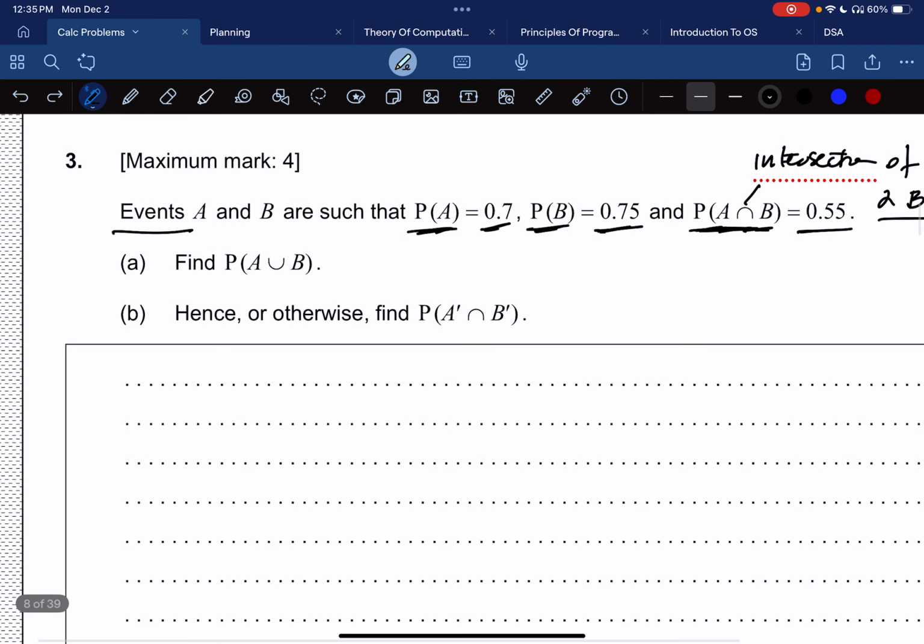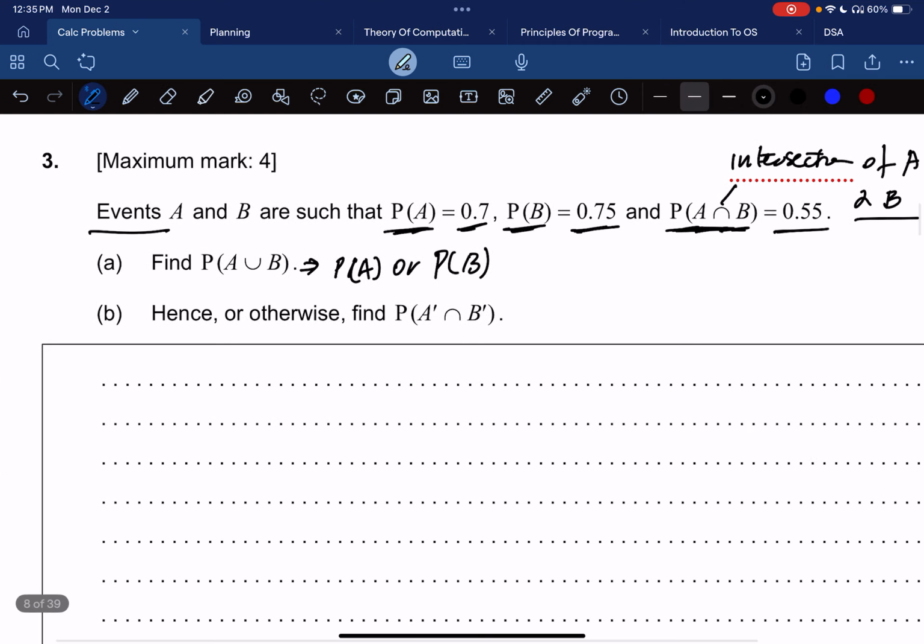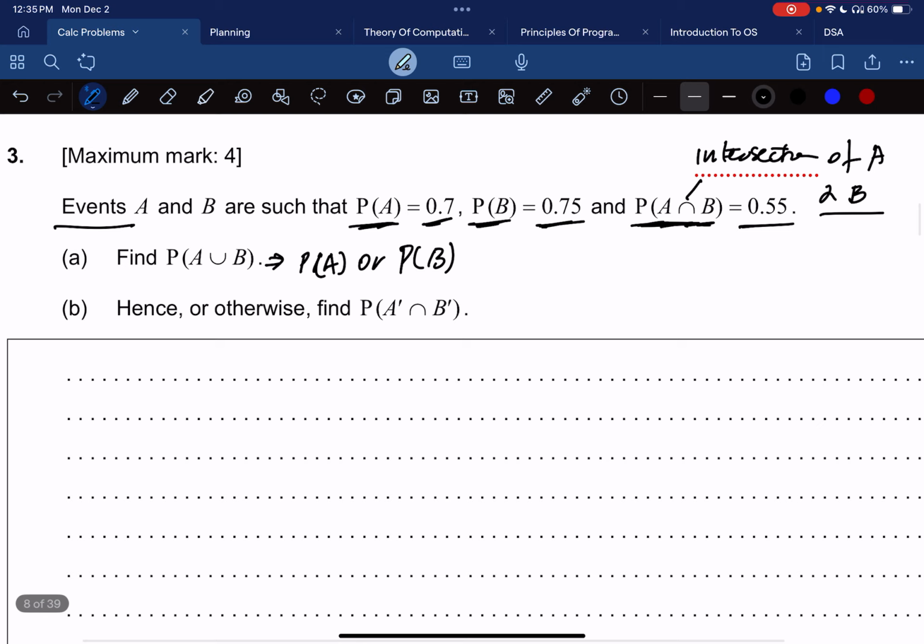So we want to find the probability of event A or event B. So we want to find where we can find both A or B.